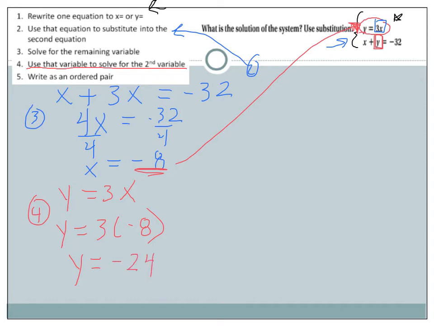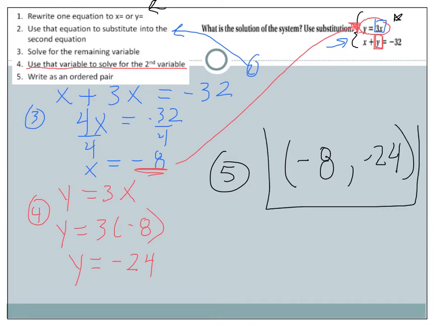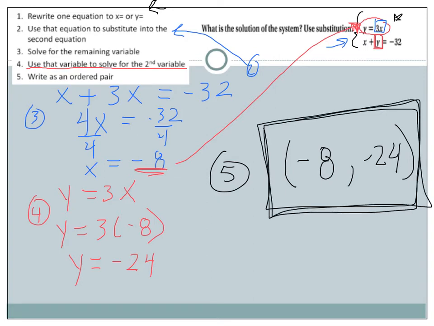So now I have y is equal to -24. So that was my step 4, and then my very last step, step 5, says write as an ordered pair. So my ordered pair here: -8 is my x, and -24 is my y. So this would be my final answer. This is the answer to, if I were to graph those 2 equations out, where they would cross each other.